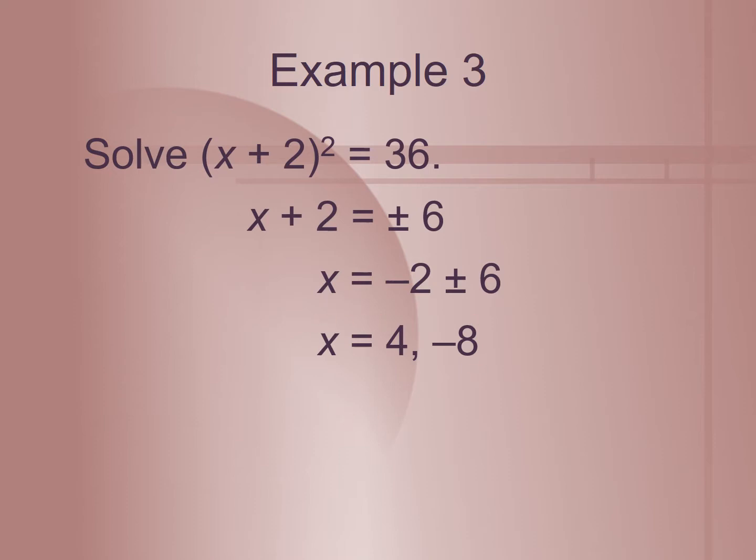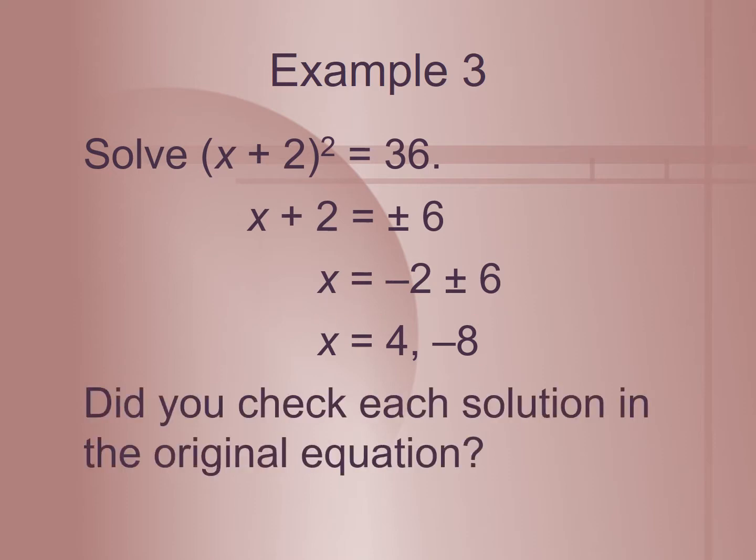However, we need to make sure that we check each solution in the original equation. So we have 4. 4 plus 2 is 6, and 6 squared is 36. If we have negative 8 plus 2 is negative 6, and negative 6 squared is also 36. So they both check, which means that they are both solutions.